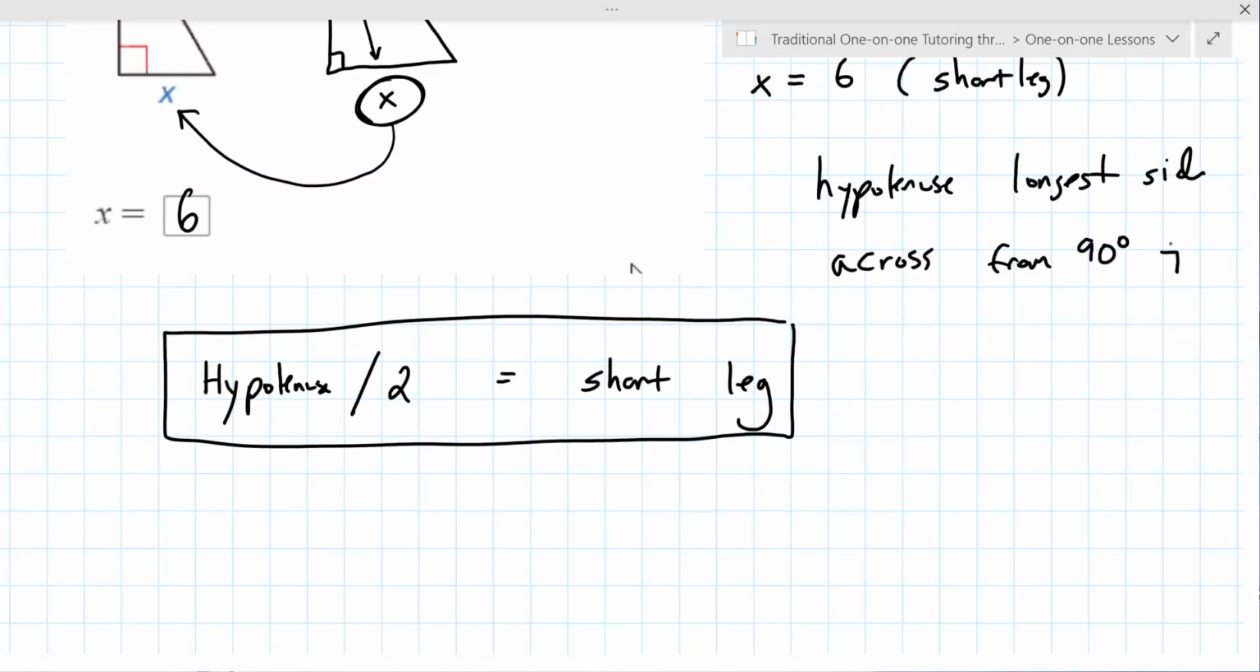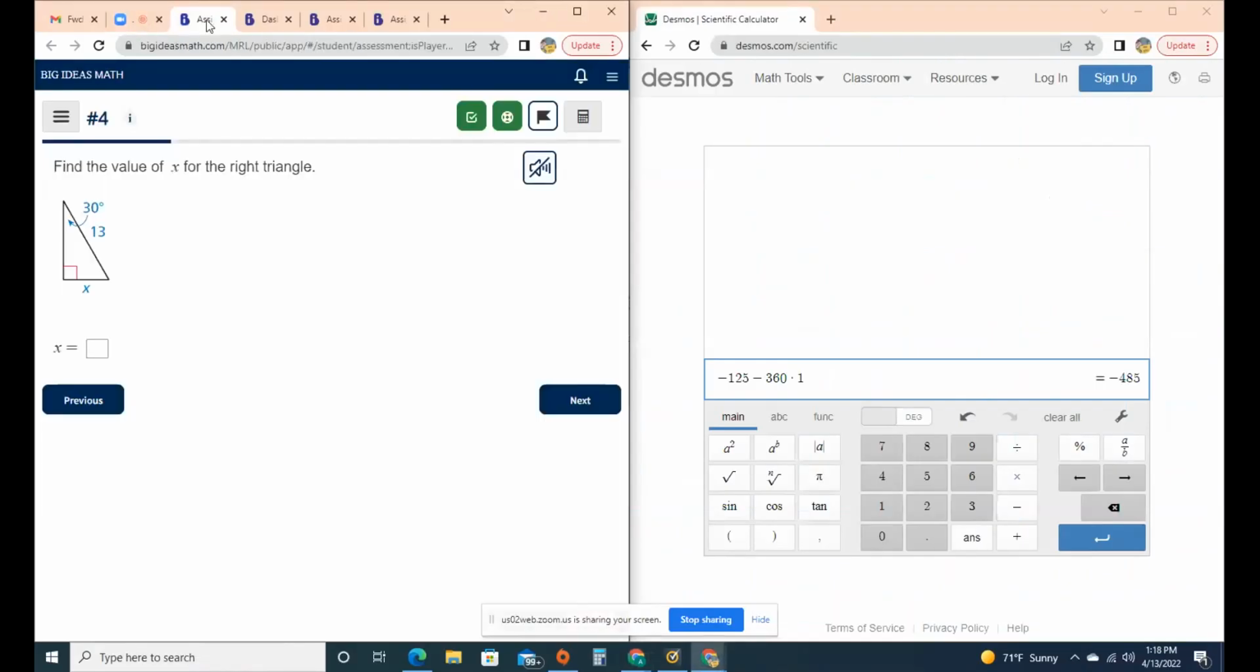I'll share my screen. Okay, so do you see how you're given the hypotenuse in this problem? So the short leg, which is across from the 30, is the hypotenuse divided by 2.